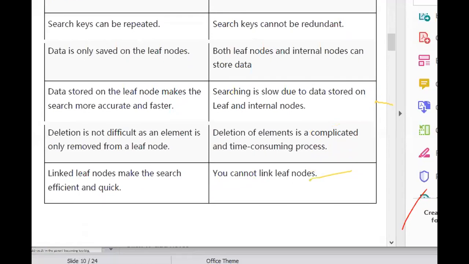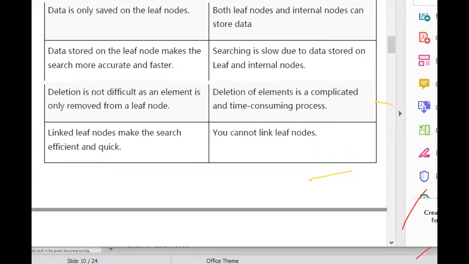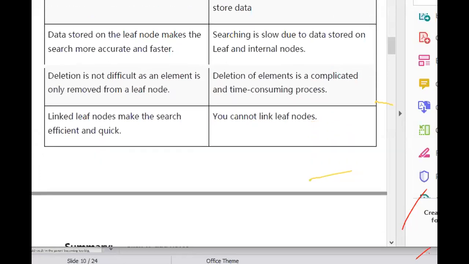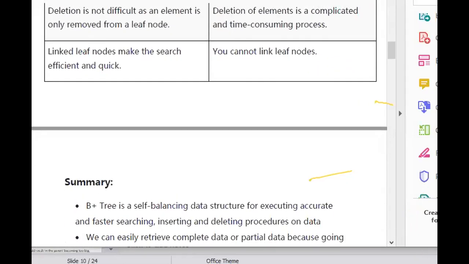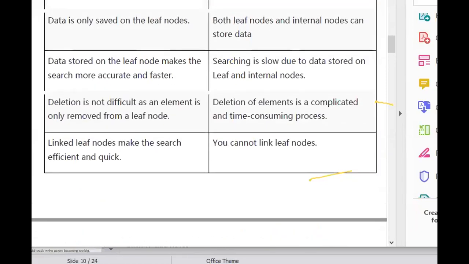In B plus tree, linked leaf nodes make the search efficient and quick, and in B tree there is no linking, there are no pointers for the leaf nodes, so you cannot link leaf nodes. So these are the differences between B tree and B plus tree. The most important part is that in B tree, there is no pointer at the leaf node, whereas in B plus tree there is a pointer at all the leaf nodes. So these are some points that you need to remember.